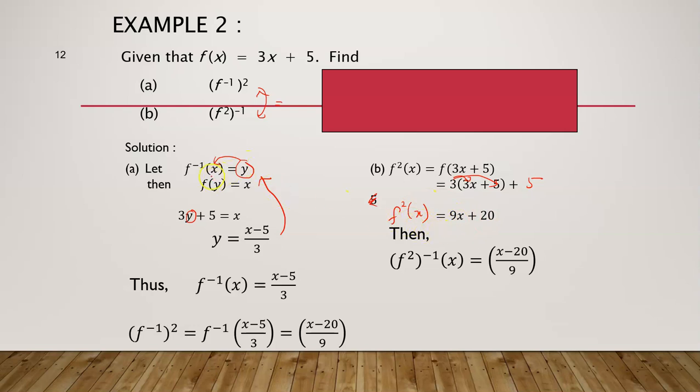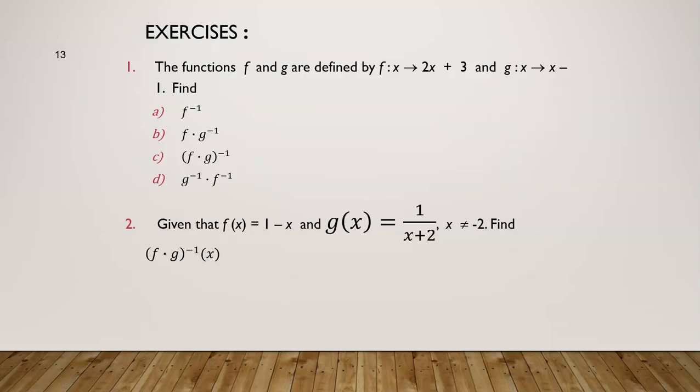You can use this formula also, or you can use the formula from just now, f f inverse x equals x, no problem, it's the same. So we want to prove that f inverse composite with another f inverse is also equal to the inverse of f squared, and you find the inverse is the same. Okay, so these are the exercises. You try to do them by yourself.